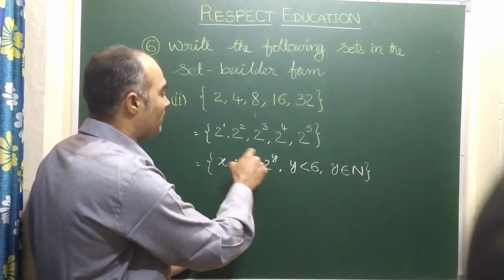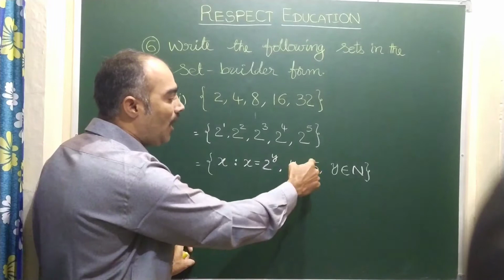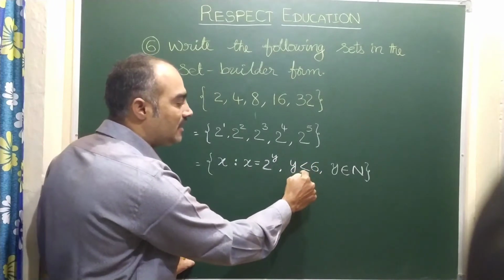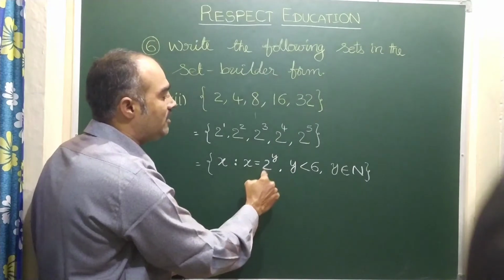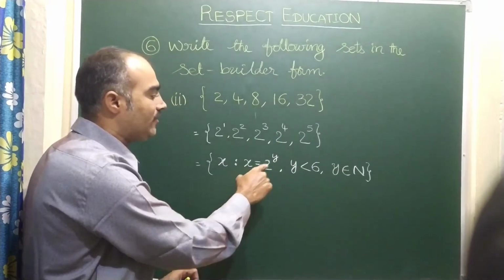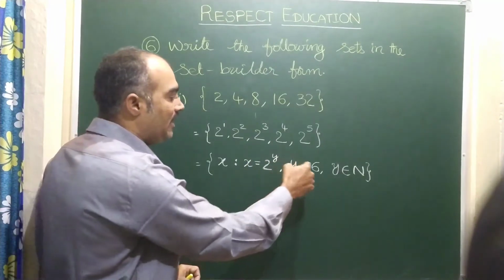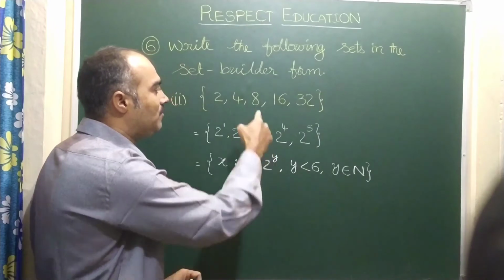So here 2 power 1 is the first element, 2 power 2 is the second element. Same way here up to 6. It is not less than or equal, it is strictly less than 6. So we can stop at 5. So here last value is 2 power 5. So x says that x equal to 2 power y, y less than 6, y belongs to n. This is the set builder form for the given bit.